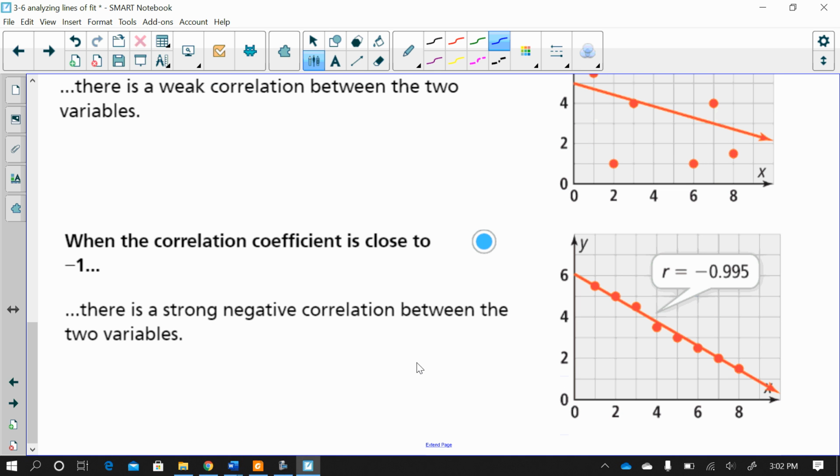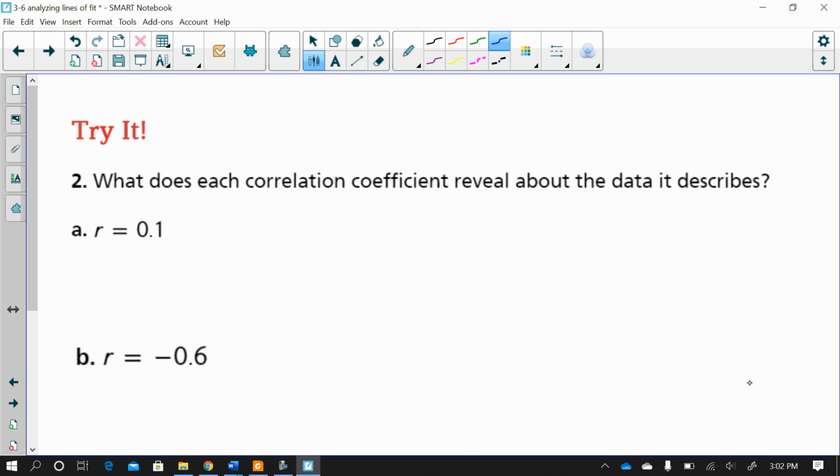And finally, when our correlation coefficient is close to -1, so our example here, -0.995, that's really, really close to -1, it means it's strong. The closer we are to those endpoints, the stronger it is. Okay, and since R is negative, that means we're going to go downhill. So there's a strong negative correlation between the two variables. Basically, as X increases, Y will decrease.